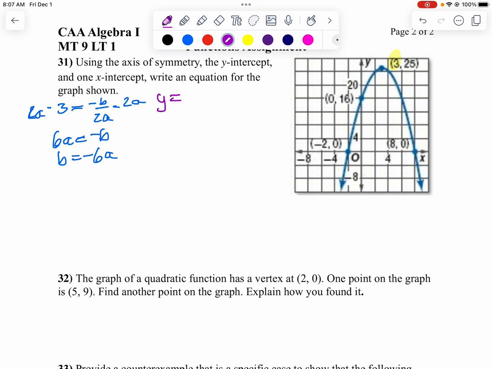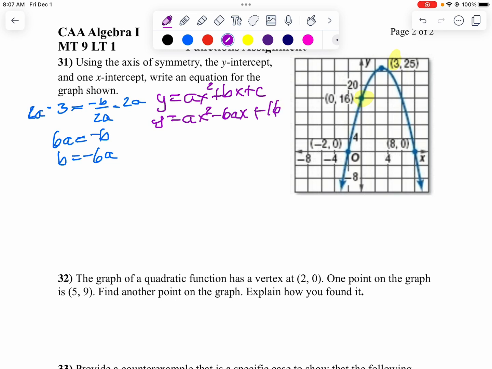I know b is in terms of a, so that's going to help us out a little bit here. So we're going to go ax squared plus bx plus c. Instead of writing b, we're going to say that's negative 6a. So I'm going to say ax squared minus 6ax. And let's put in our y-intercept. Our y-intercept is 16, so I'll go plus 16.